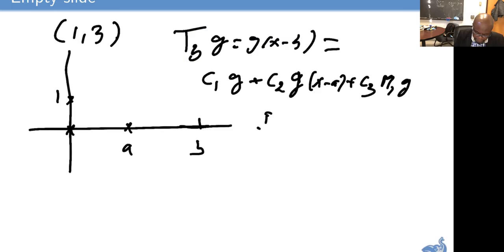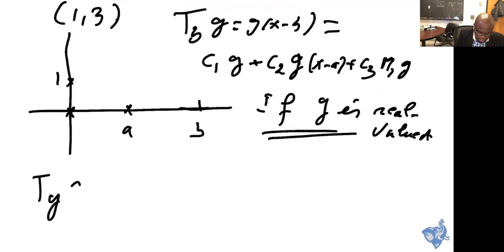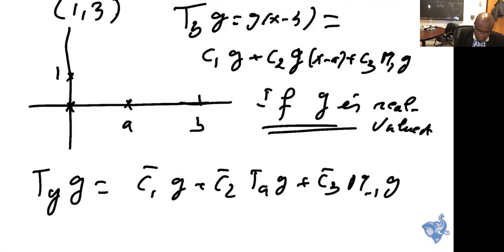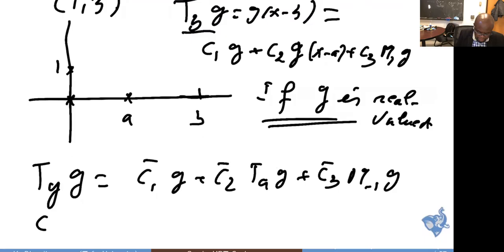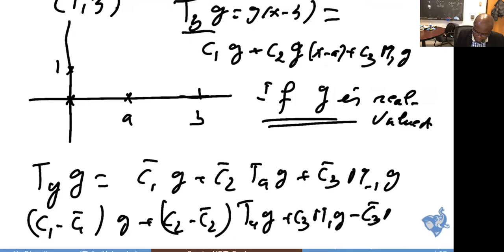So if g is real valued, which is a big if, then if I take the complex conjugate of the equation, I'm going to have T_B g equal to c1 bar g plus c2 bar T_A g plus c3 bar M_{-1} g. Now, if you take the two together and subtract them, you end up with (c1 minus c1 bar) multiplied by g plus (c2 minus c2 bar) multiplied by T_A g, plus c3 M_1 g minus c3 bar M_{-1} g equal to 0.